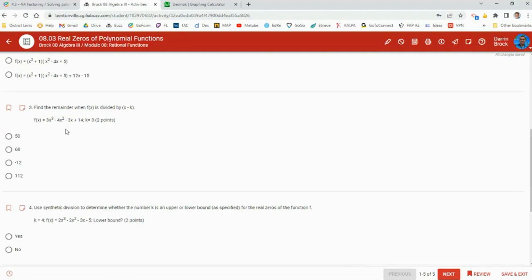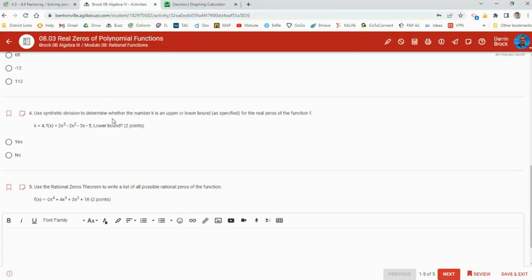This one tells you to find the remainder. You can use synthetic division on this because it just gives you the k. You divide it by 3 with synthetic division. What's the remainder? And this says use synthetic division to determine whether this is an upper or lower bound. All right, so if you divide it by 4, is that an upper bound or a lower bound? Oh, this says, is it a lower bound? It wants to know, is 4 the lower bound? Is that the smallest possible rational zero?